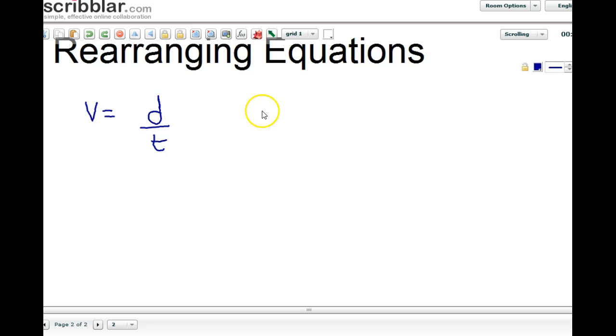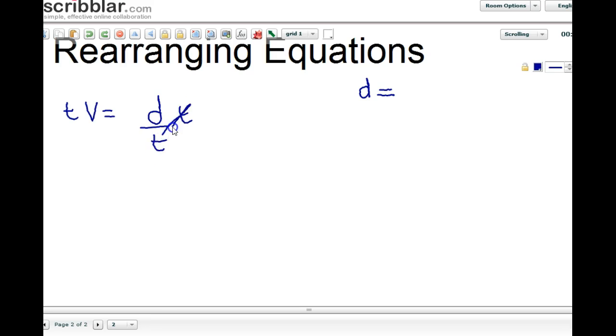So let's say, for this example, we want to end up with d is equal to something, and we know it's going to involve d and t. So the first thing is to look at what operation is happening between d and t that we can undo. Well, d is being divided by t, and we know to undo a divide we need to multiply. Remember, in rule 1 we have to multiply both sides by t, so we end up with t times v is equal to this thing here.